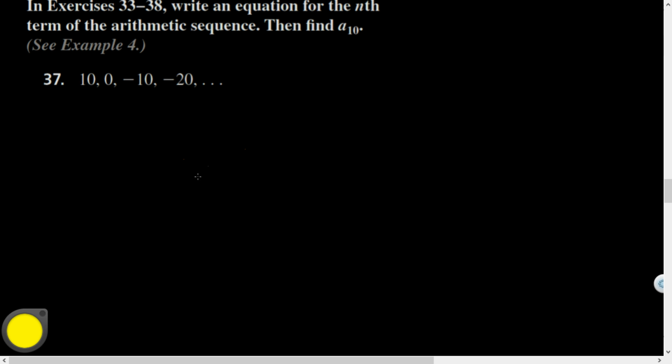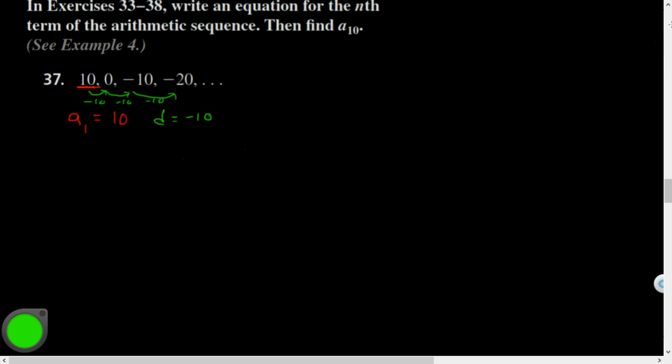Okay, so let's first label what we've got. What was the first term in the sequence? What's a sub 1? 10, right? That's just our starting point. I kind of pretended this was like our y-intercept in slope-intercept form. What is the value of d, the common difference? It looks like it's subtracting 10 for each term. Minus 10, minus 10, minus 10. So d is equal to -10.